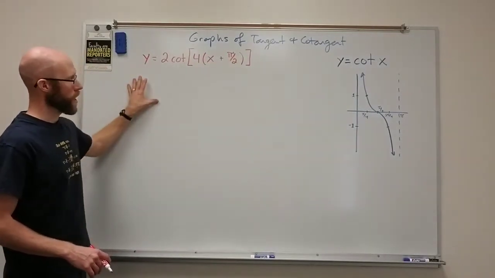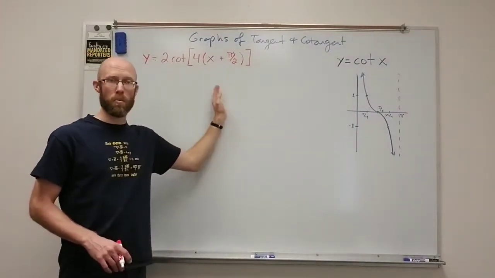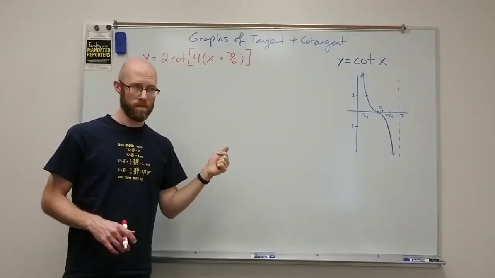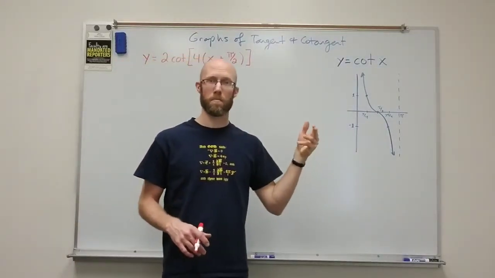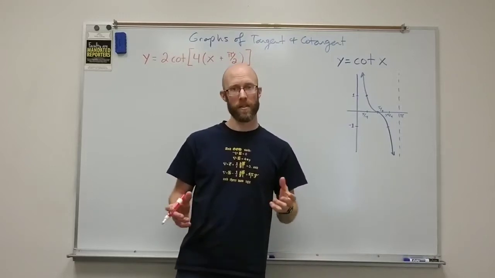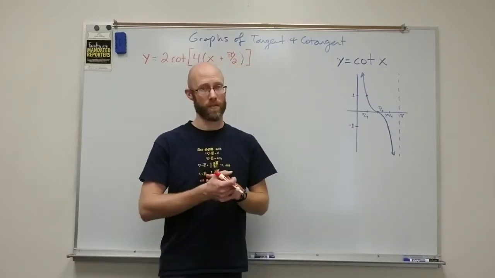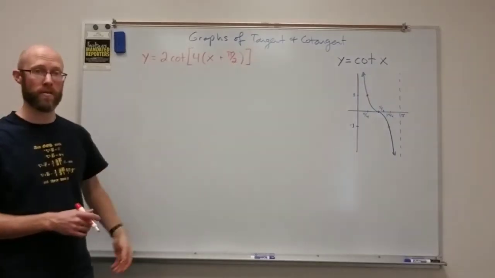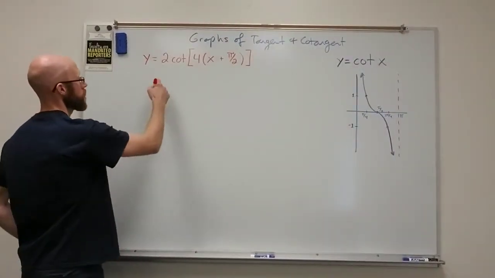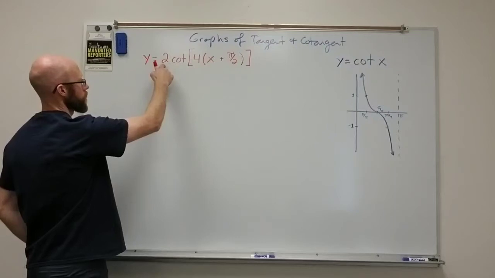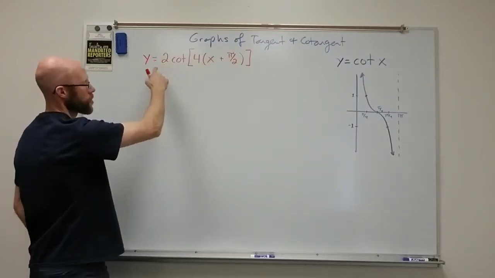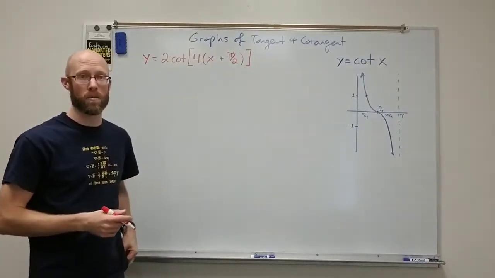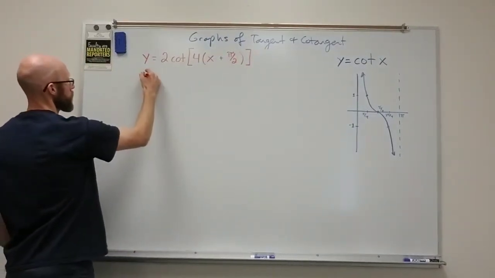Okay, so now I want to find our 5 key points. I've got to find our amplitude, vertical shift, phase shift, period, and then the 5 key points, and a reflection if there is one. So we've got to go through all that with this new graph and then plot the graph. The first thing I see working from the outside is that we have an amplitude of 2 and a vertical shift of 0. There's nothing being added or subtracted to this. So I'm going to write those down.